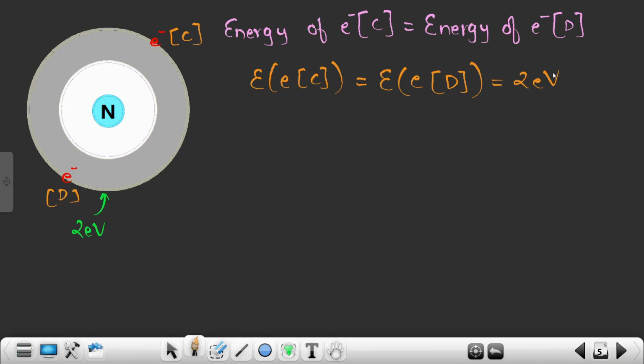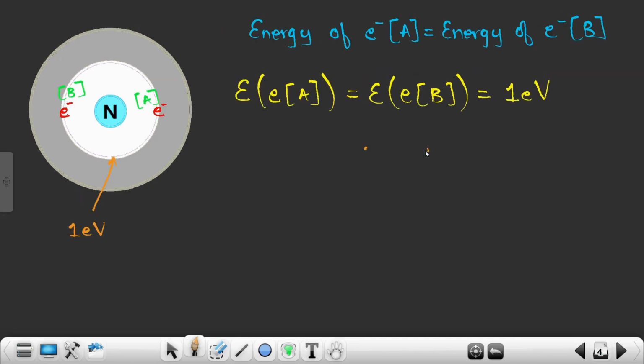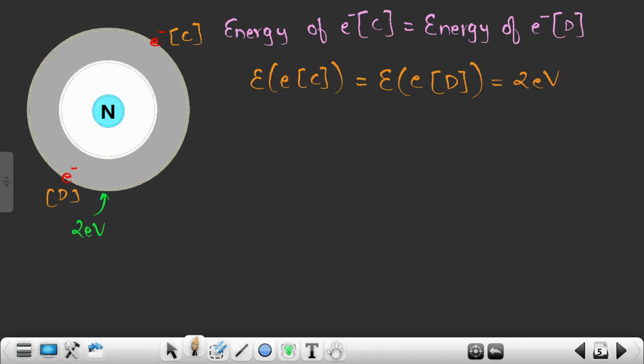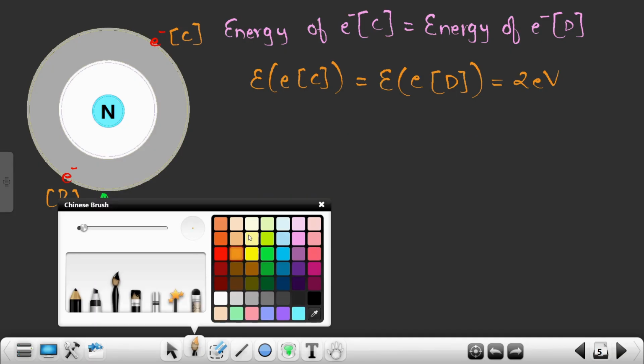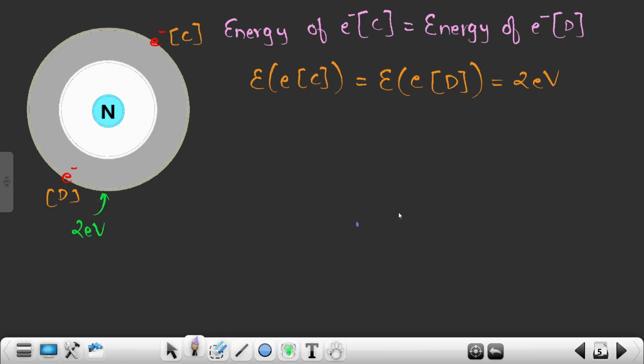So with these two ideas which Bohr's law has proposed, we can conclude one more thing, and that is the energy of electrons A and B is not equal to the energy of electrons C and D. That means the energy of the K shell, or the innermost shell. Let me show you what exactly a K shell is. The innermost shell is known as the K shell.